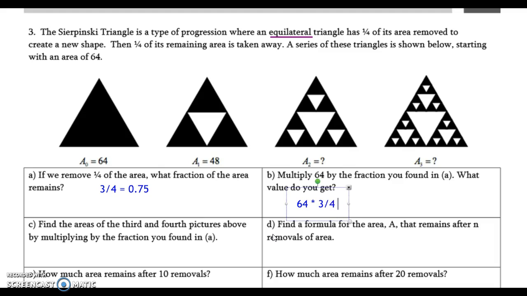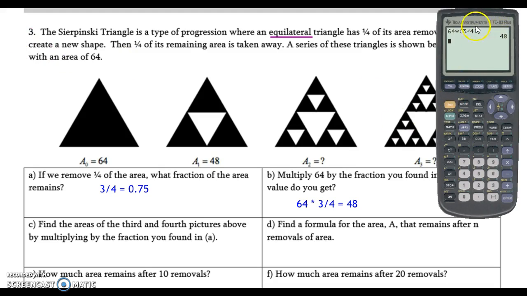64 times 3/4 should give you 48, and I'll verify that on the calculator. And our calculator seems to verify that same information. Keep in mind that if you're multiplying or doing any work really with a fraction, you should put it into your calculator enclosed in these parentheses.